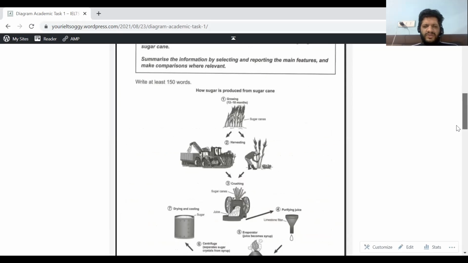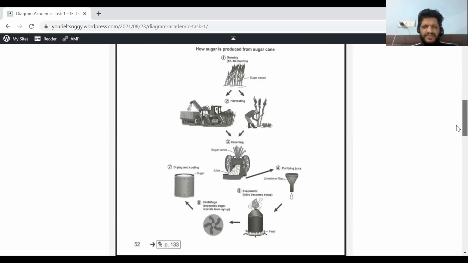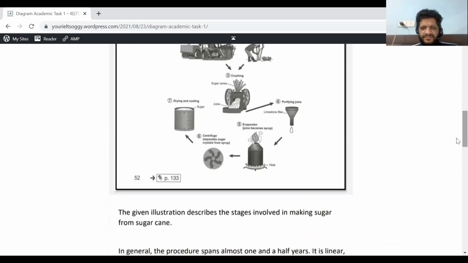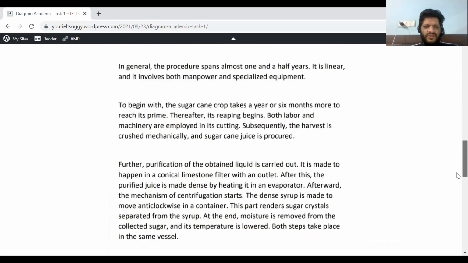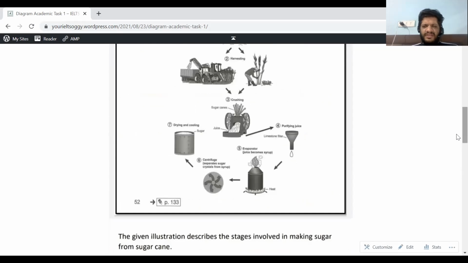Fine. So as you can see, after that, in step 4, what happens is purification, using a limestone filter. So further, purification of the obtained liquid is carried out. It is made to happen in a conical limestone filter with an outlet. Conical means in the form of a cone, or the shape is like that of a cone, and there's an outlet also.